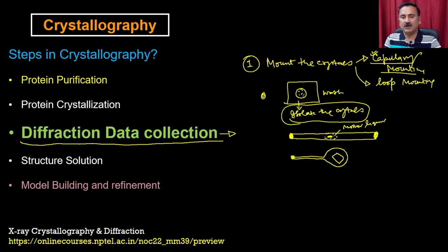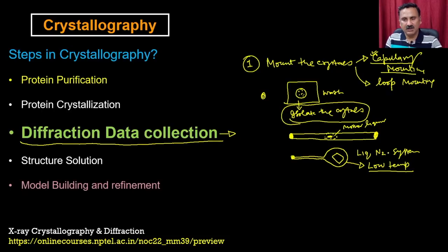Loop mounting requires additional infrastructure, namely a liquid nitrogen system, so that your crystal is kept at a very low temperature. That is beneficial because it increases the viability of your crystal, since when the crystal faces the X-rays it can develop some kind of breakdown. If you keep it at a very low temperature, like liquid nitrogen temperature, it reduces the damage.